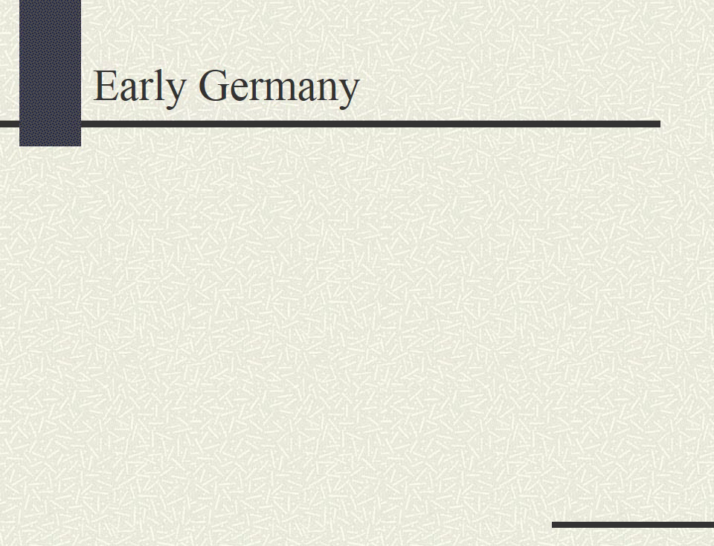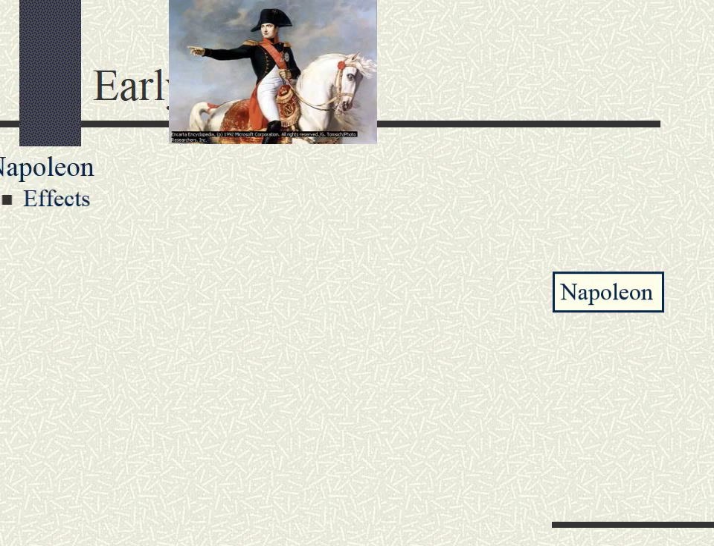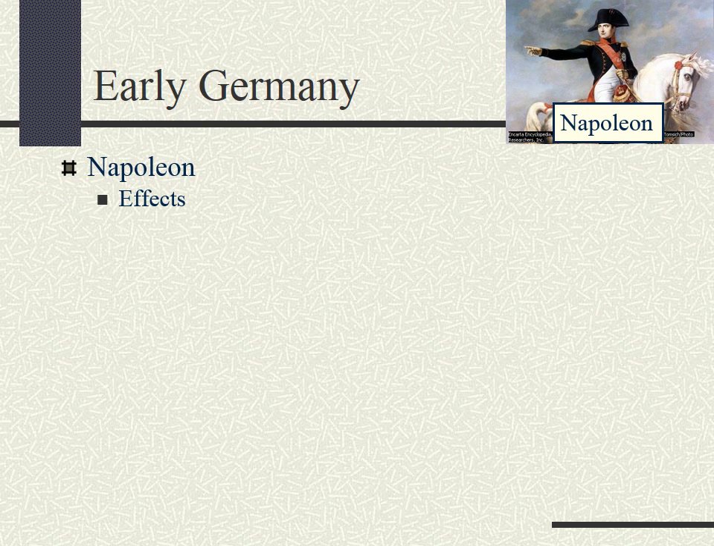So the early steps for unification, it all draws back to Napoleon. Remember when we talked about how Napoleon was just ripping through, taking over Europe. He dominates Western Europe and puts his own people in power and restructures the provinces and kingdoms of Europe so that it allows him to have power.